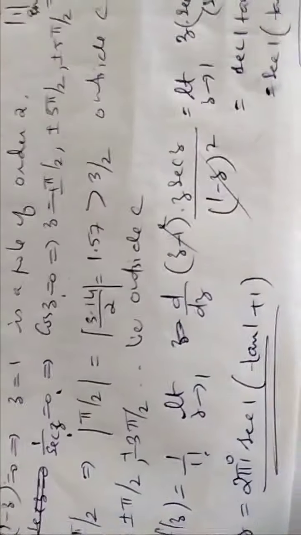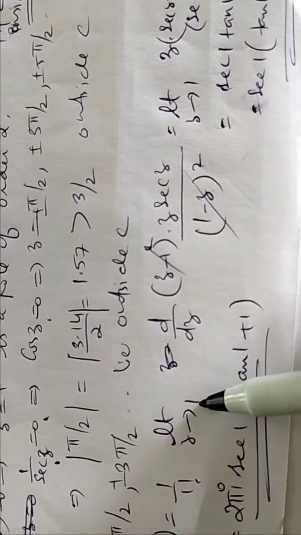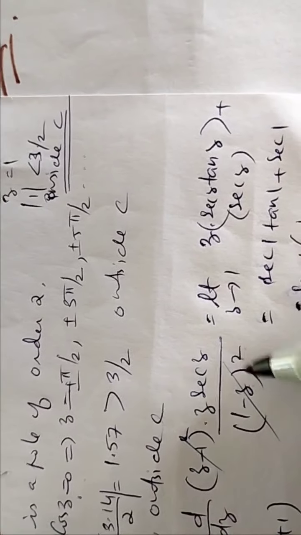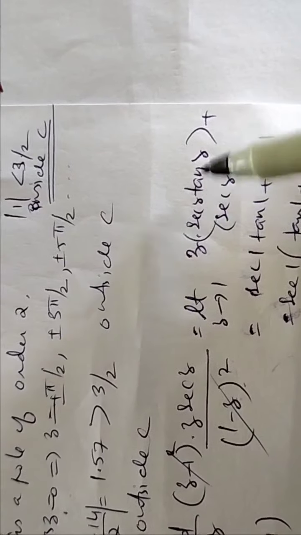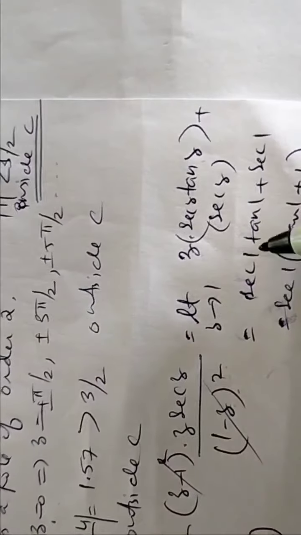So find the residue at z equal to 1. It is 1 by 1 factorial, limit z tends to 1. Find the first derivative, because it is a 2 times repeating pole. So d by dz of (z minus 1) the whole square into z sec z by (1 minus z) the whole square. (Z minus 1) the whole square is same as (1 minus z) the whole square. So find the derivative, product rule. Z into derivative of sec z, sec z tan z, plus sec z into 1. Then put z equal to 1. So it is sec 1 tan 1 plus sec 1. That is sec 1 into (tan 1 plus 1). So what is the integral value? It is 2 pi i into that value.